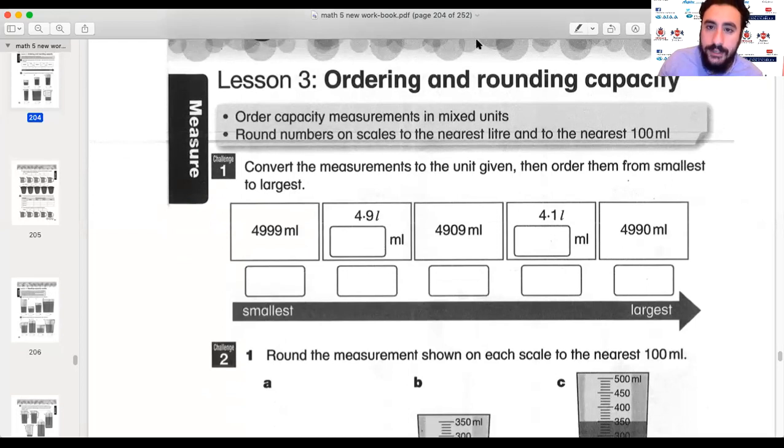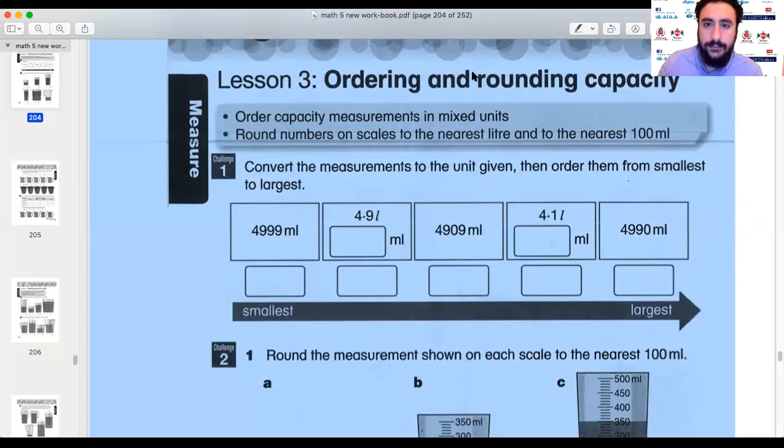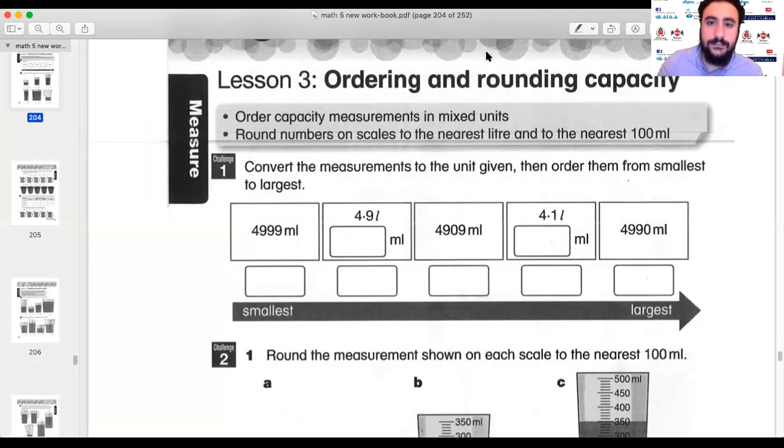If you found the page, write done in the chat. Done Haneen, thank you. Done Yusuf Muhammad, done Jana Khalid, page 206. Thank you so much. So all of you, you can open page 206.